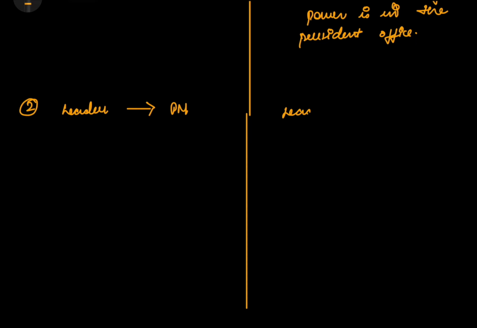Now, who is the leader in the parliamentary form of government? Whom will you say is the leader? The leader is the prime minister. And in the US, the leader is the president.